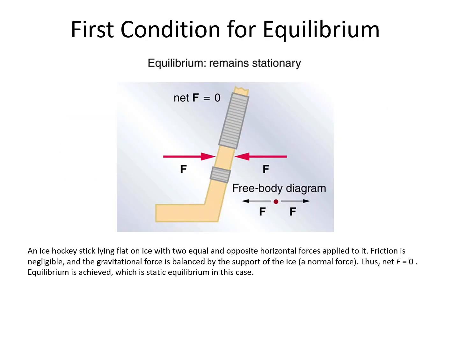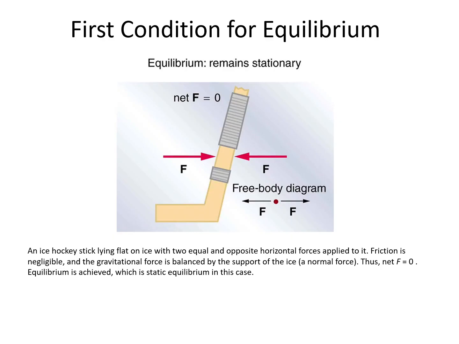Here we have an ice hockey stick lying flat on ice. Two equal and opposite horizontal forces are applied along the same line. Because the forces are equal in magnitude and opposite in direction, the net horizontal force is zero. Vertically, the weight of the stick is balanced by the normal force from the ice. So the first condition for equilibrium is satisfied. The net external force is zero. In this case, the stick remains stationary.